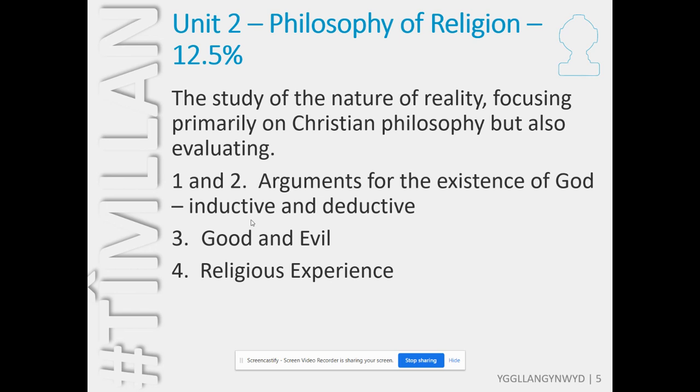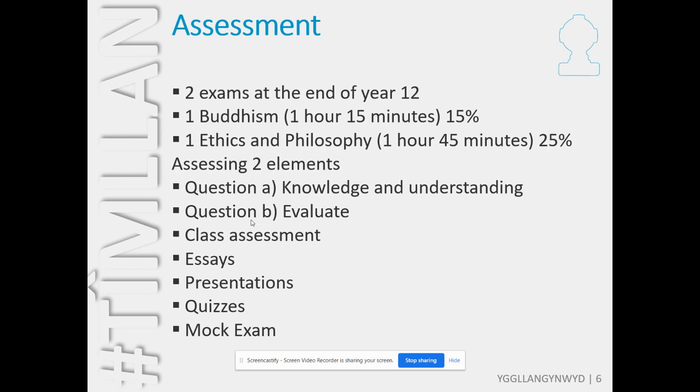Then we look at good and evil as the 3rd unit, so the problem of good and evil. What does that show about the nature of our reality? And then the 4th unit, then we look at religious experience. So things such as miracles and praying and how that impacts on the reality, the nature of reality according to Christians. And that's it. That's the units that we study for AS level.